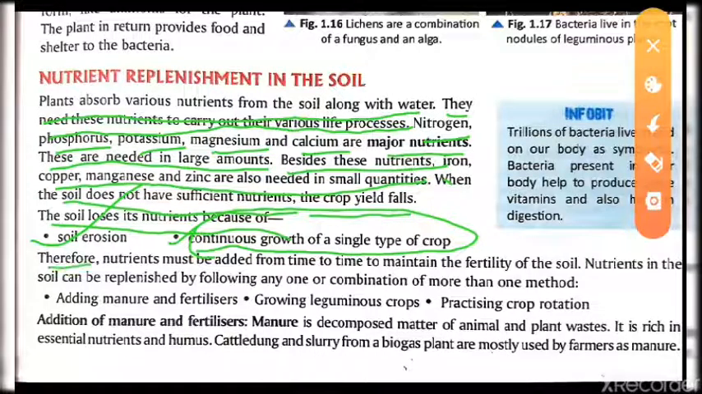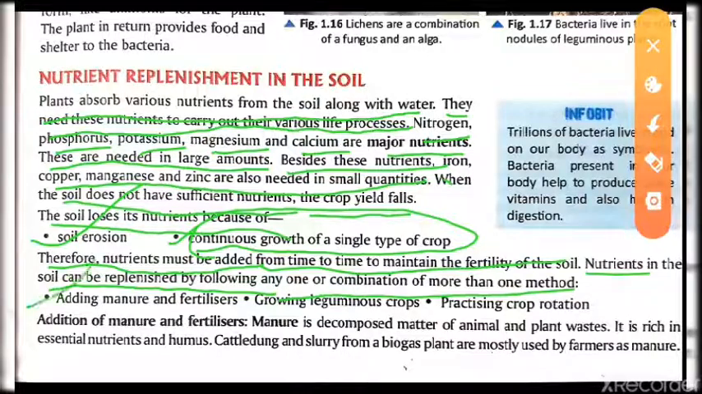Therefore nutrients must be added from time to time to maintain the fertility of the soil. Nutrients in the soil can be replenished by any combination of more than one method. Some methods are given over here, by which fertility can be regained again.